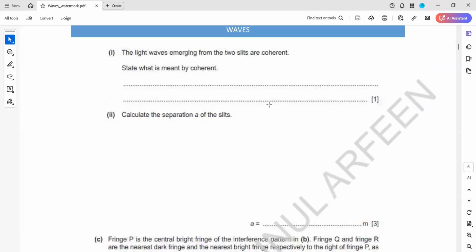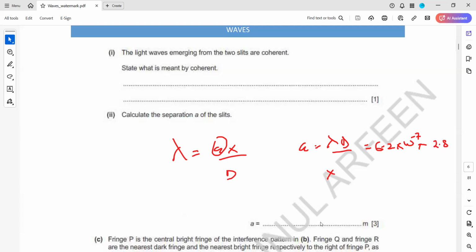If we need the slit separation, then λ = ax divided by D. So we need the separation a, and a will be equal to λD divided by x. And λ is the wavelength which was given, 6.2 × 10^-7, in the question. D is the distance between the slit and the screen, 2.8. And x is the spacing between the fringes that we found, 22 millimeter divided by 8, or 22 × 10^-3 divided by 8.